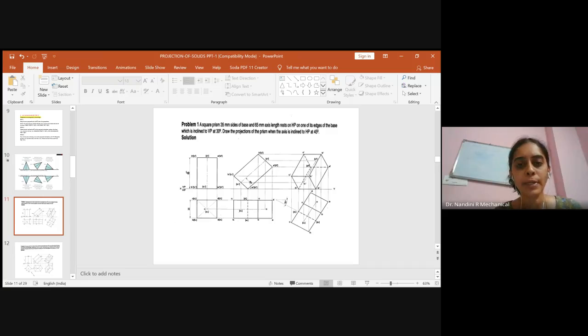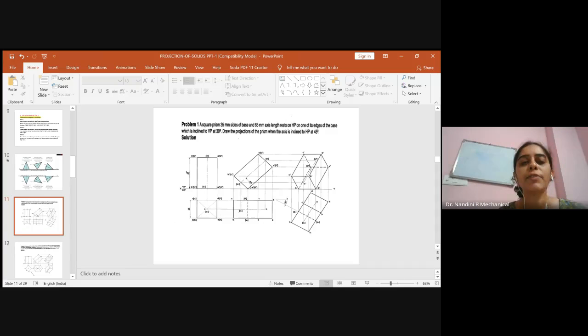So this is a square prism of 35 mm side of base and 65 mm axis length, which rests on HP on one of its edges of the base, which is inclined to VP at 30 degrees. So please draw the projection of the prism when the axis is inclined to HP at 45 degrees. So this is the given question.